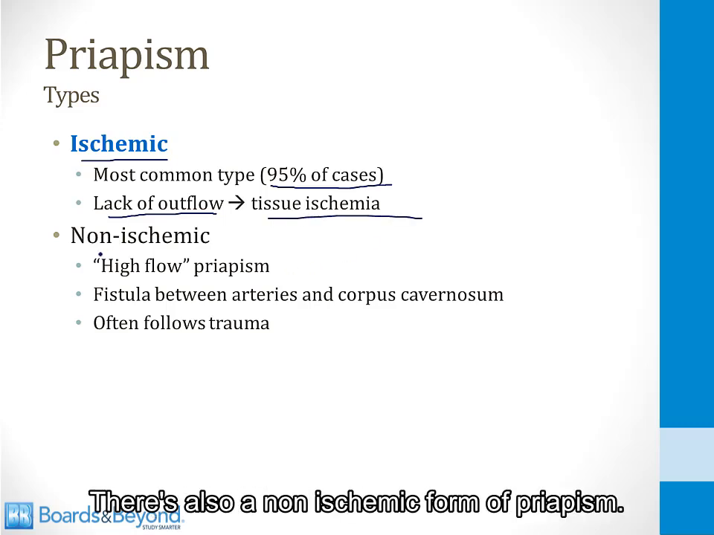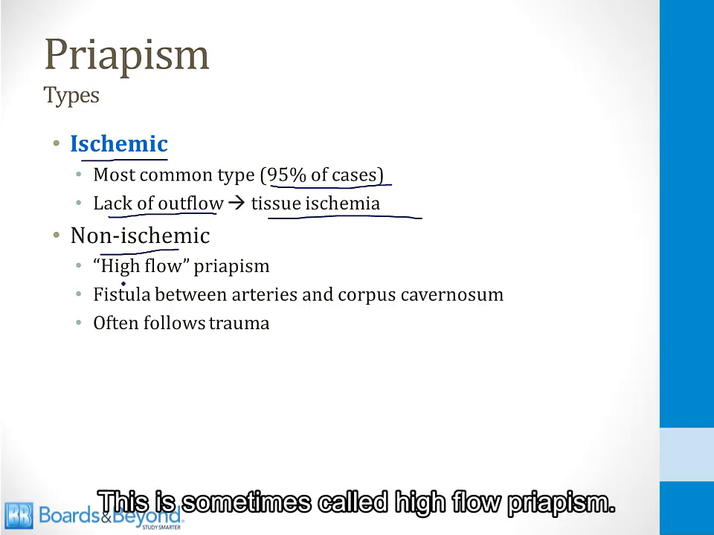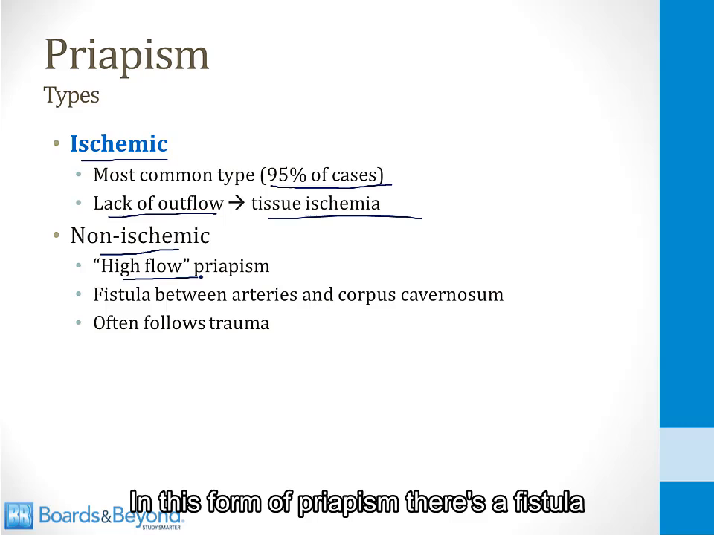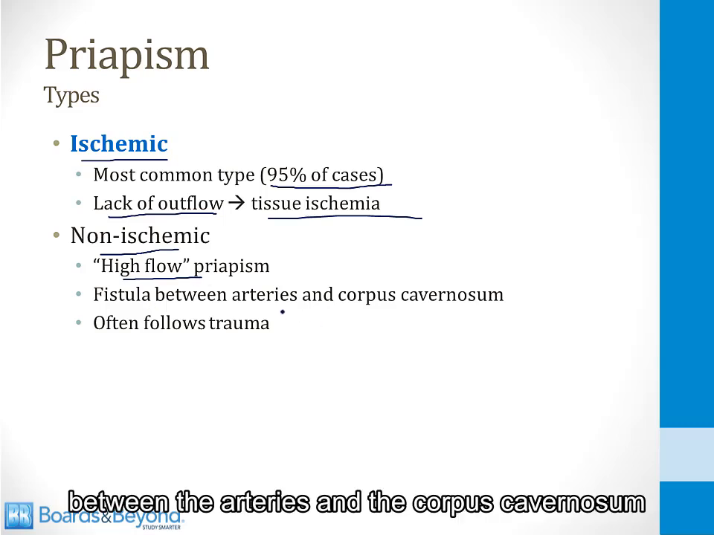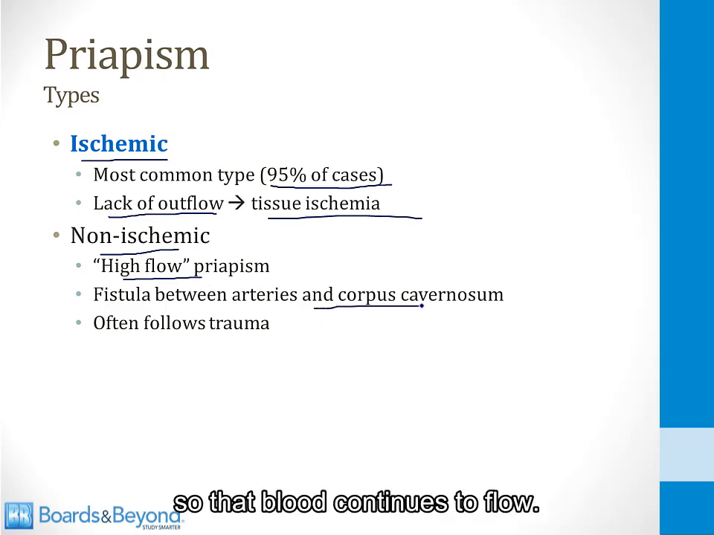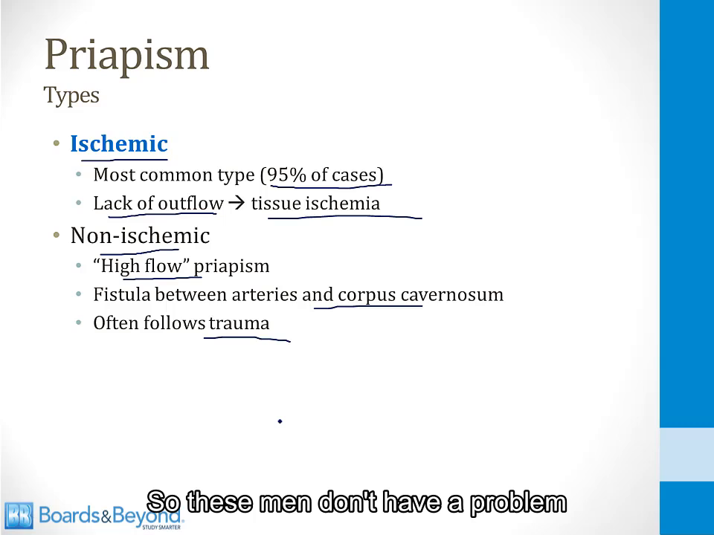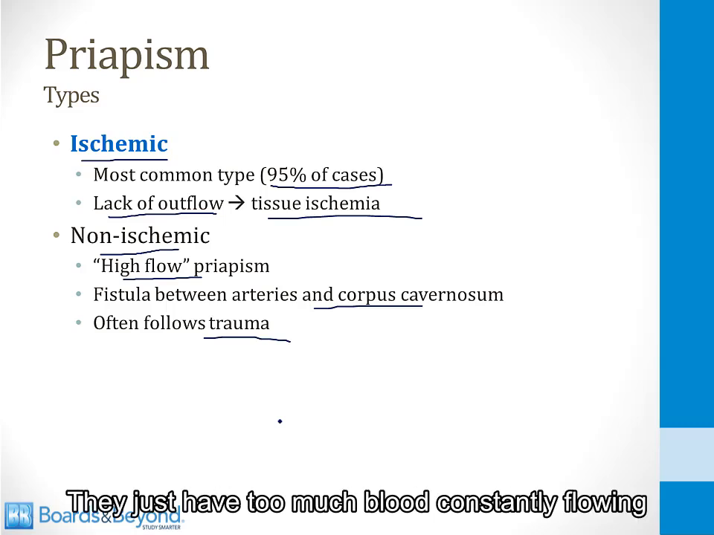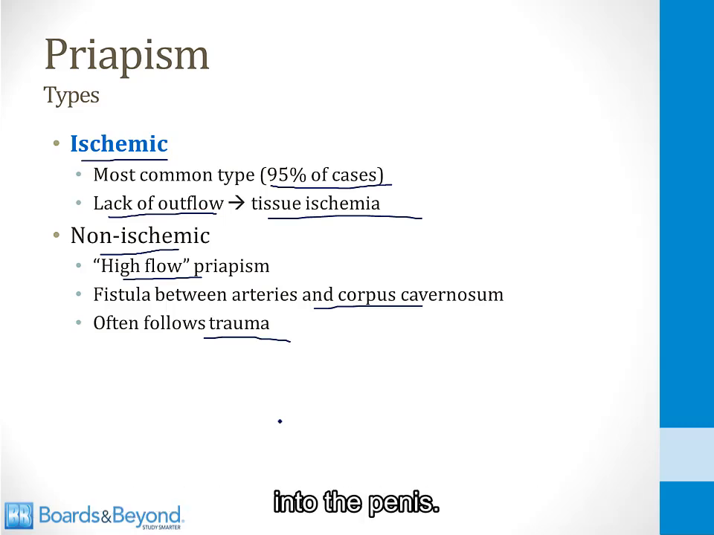There's also a non-ischemic form of priapism. This is sometimes called high-flow priapism. In this form of priapism, there's a fistula between the arteries and the corpus cavernosum so that blood continues to flow. This often follows trauma. So these men don't have a problem with outflow from the penis. They just have too much blood constantly flowing into the penis.